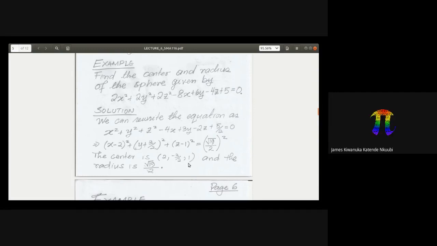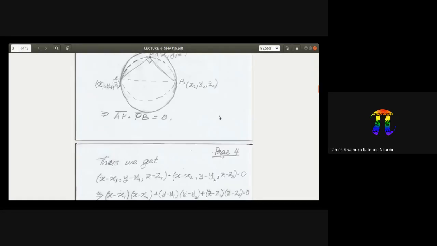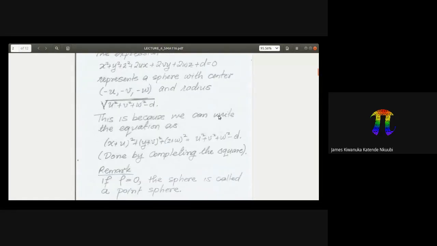Does everyone understand how that works? So you just need to look at this equation and compare it with the setup we have up here. So you need to identify the value of U, V, and W, and D as well. Just compare this with the equation that you have and identify all these values, U, V, and W, and that will give you the radius. The square root of this is the radius.